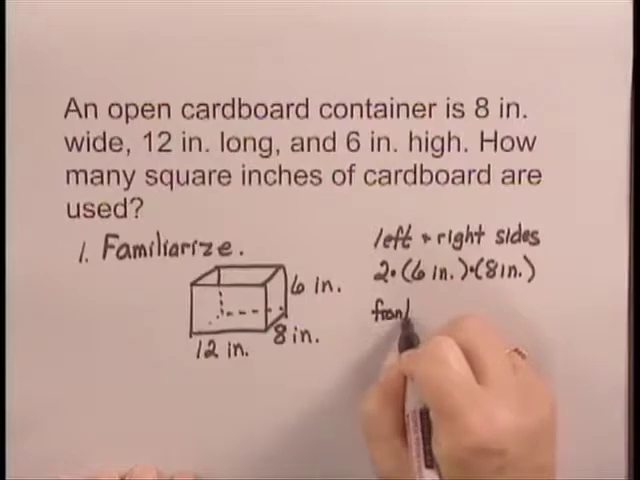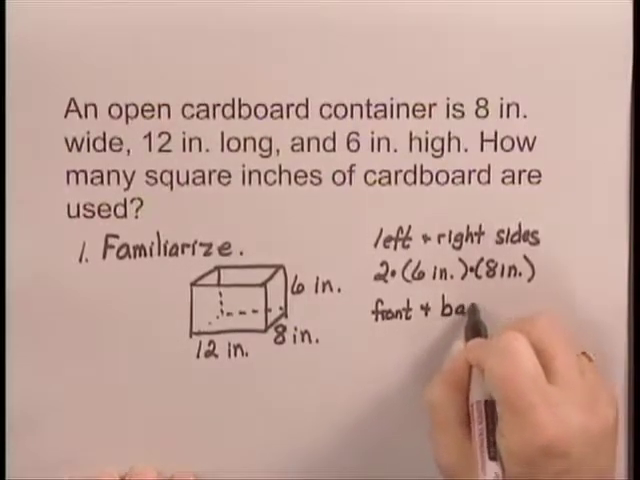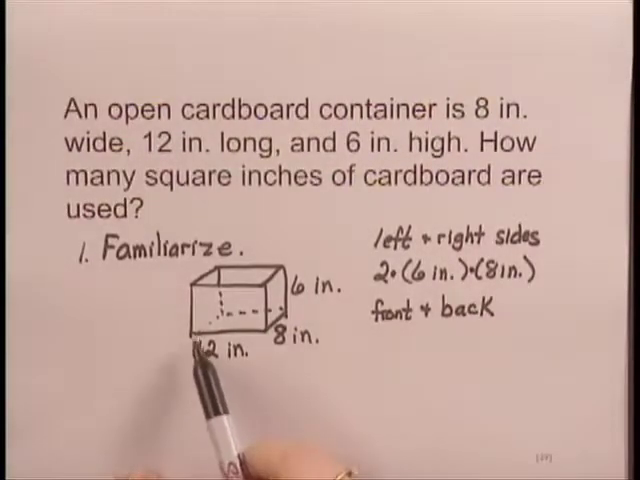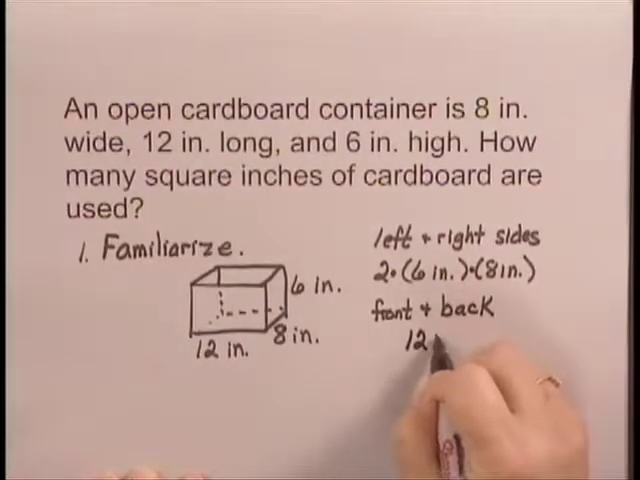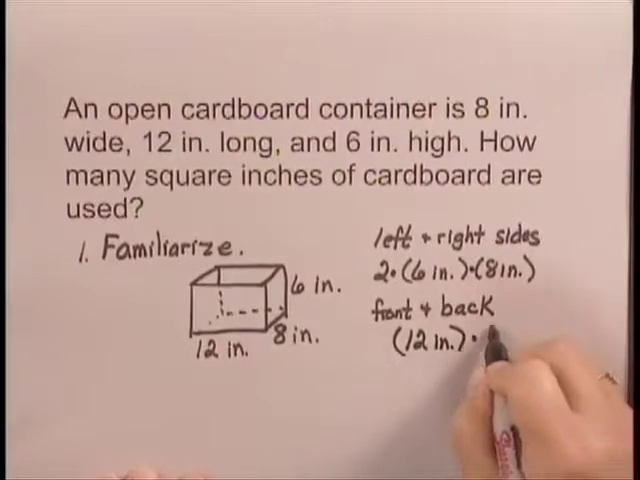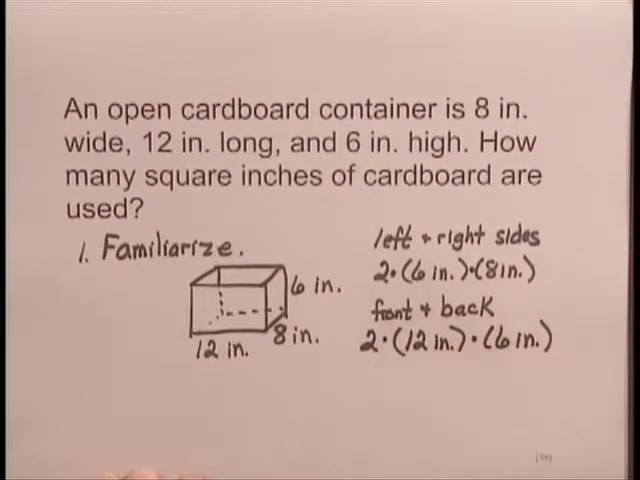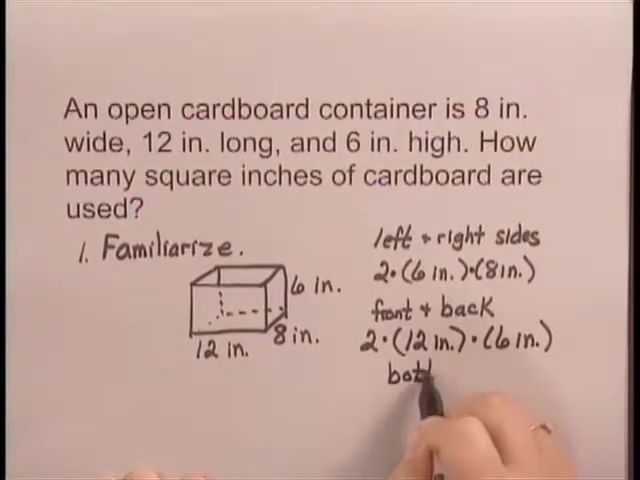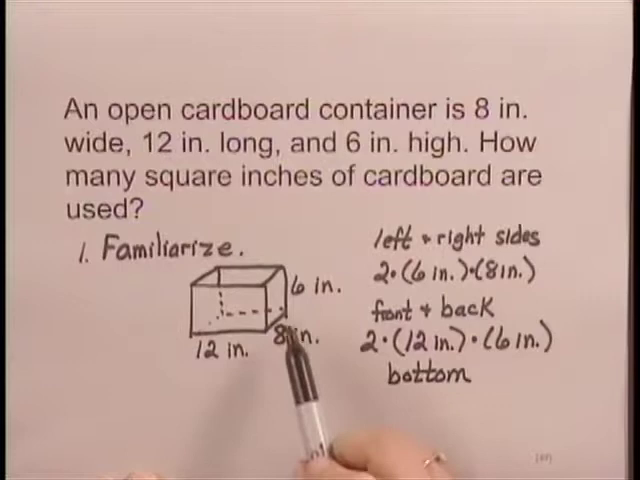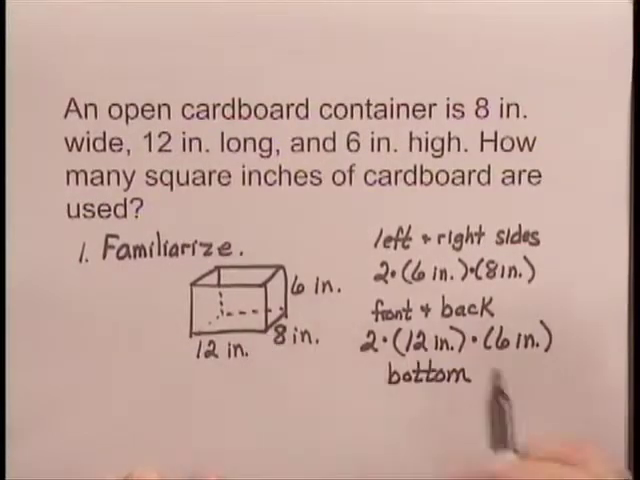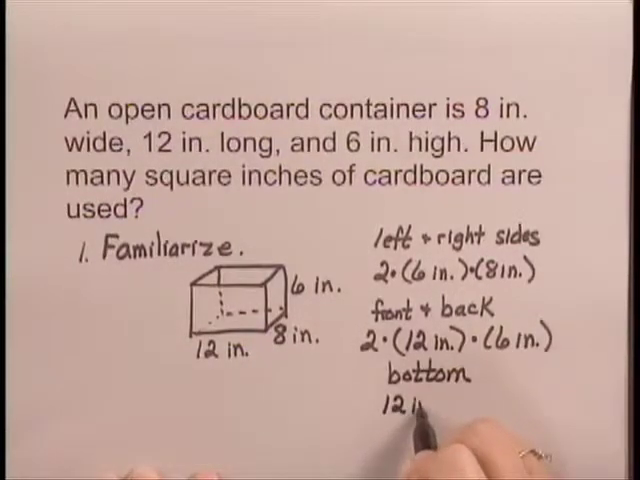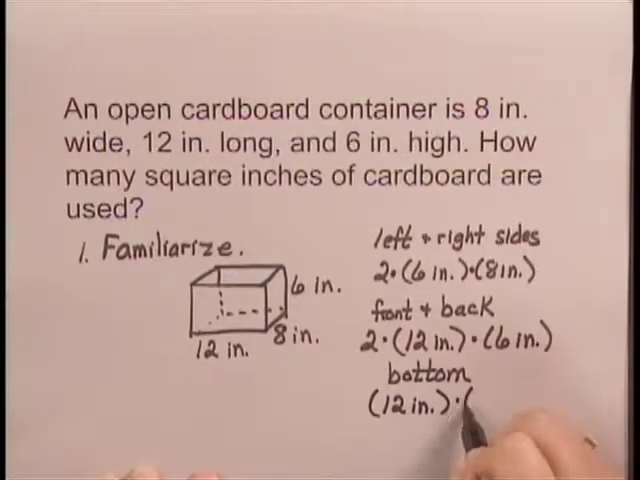We also have the front and the back of the box. So if we look at the front and the back, those are the same size. It's 12 inches long, 6 inches high. So we would have 12 inches times 6 inches. And again, there are 2 of those. We also have the area of the bottom of the box, but no top. So we just have the bottom of the box. And that is 8 inches by 12 inches. So the area of this would be 12 inches times 8 inches.